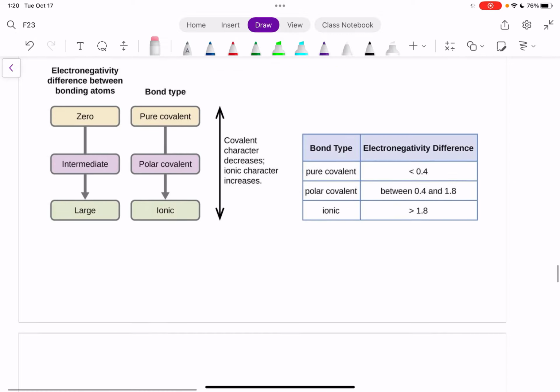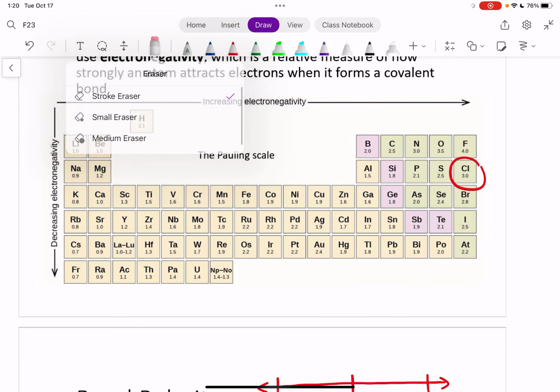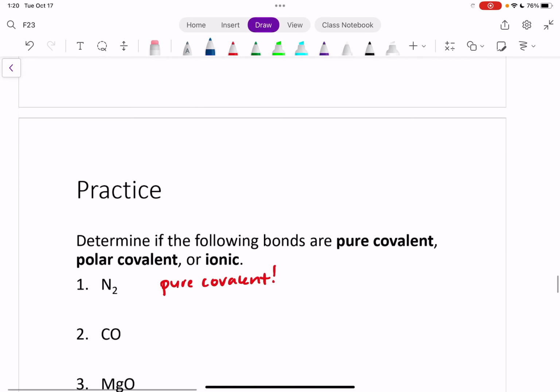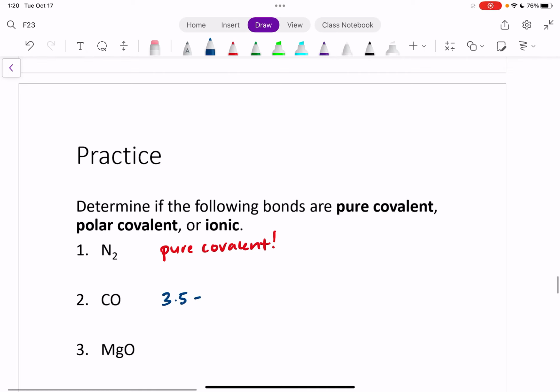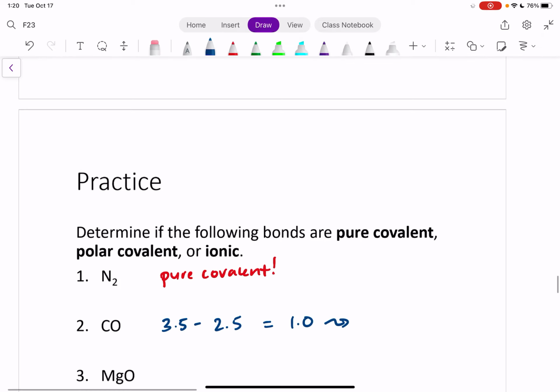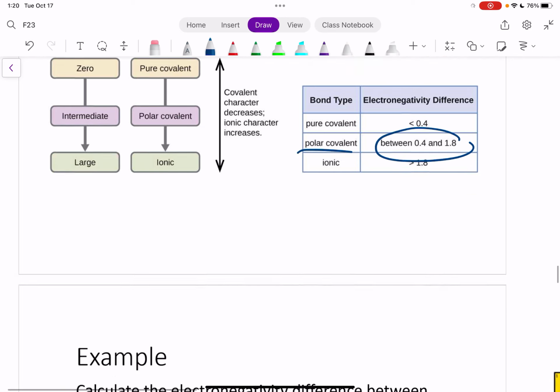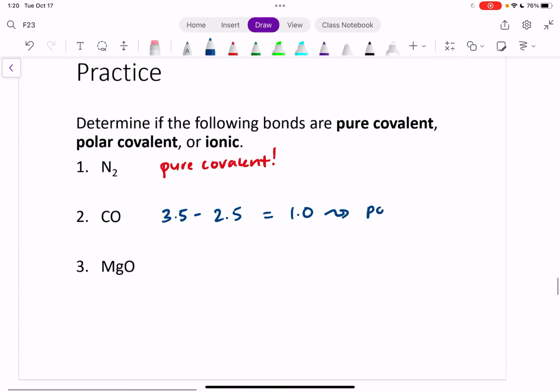So carbon, all the way up here now, has an electronegativity value of 2.5, and oxygen is 3.5. So 3.5 minus 2.5 is going to give us 1.0, which, let's look at our chart here, is right in the middle. So that's going to be polar covalent. So sharing electrons, but sharing them unequally. Polar covalent. I don't know why I switched to blue here, but that's okay.